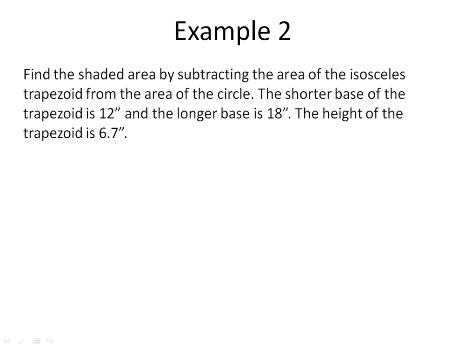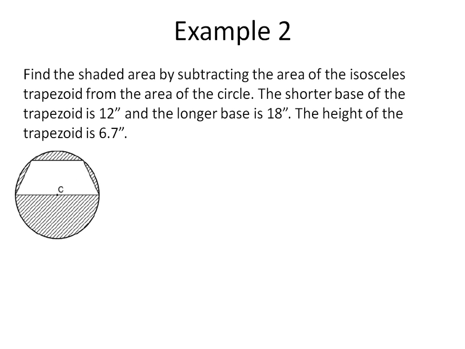Okay, example 2, they want us to find the shaded area by subtracting the area of the isosceles trapezoid from the area of the circle. The shorter base of the trapezoid is 12 inches, the longer base is 18 inches. The longer base also happens to go through the center of the circle and from side to side, so it's also the diameter of the circle. So the height of the trapezoid, they tell us, is 6.7 inches. So here's what we have. We got this situation here.